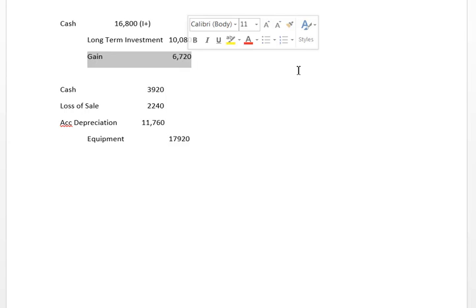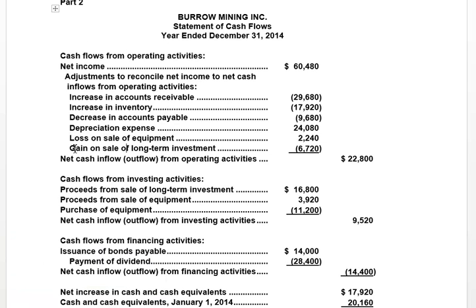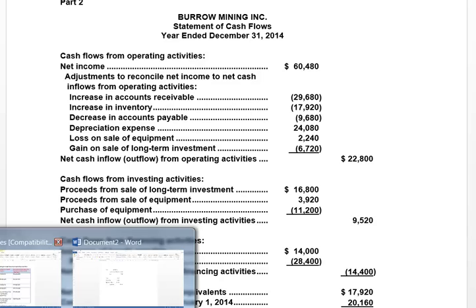A gain is not cash. So because the gain increases income, we need to reduce income by the amount of the gain because it's non-cash. So that's why you have us here for the gain on the sale of the long-term investment, reducing it by $67.20. Now, if we look at the loss on the sale of equipment, same logic there.